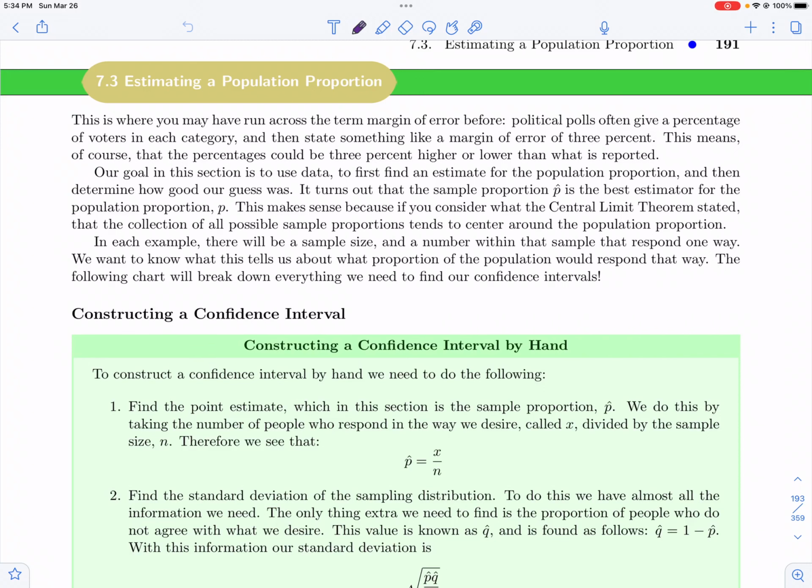So how's everybody doing out there? Well, hopefully everybody did a good job of finding our confidence intervals with means.